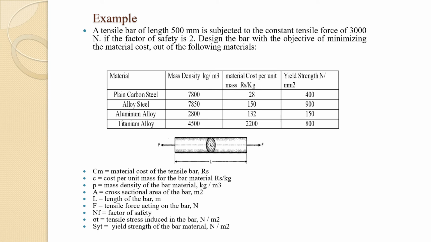Now, given things, we will see the abbreviations for this first. Capital CM is material cost for tensile bar in rupees. Small c is the cost per unit mass for the bar material in rupees per kg. Rho is mass density of bar material in kg per meter cube. Capital A is cross sectional area. Capital L is length of the bar. Capital F is tensile force acting on the bar. NF is factor of safety. Sigma T is tensile stress induced in the bar in Newton per meter square. And SYT is yield strength of the bar material in Newton per mm square.